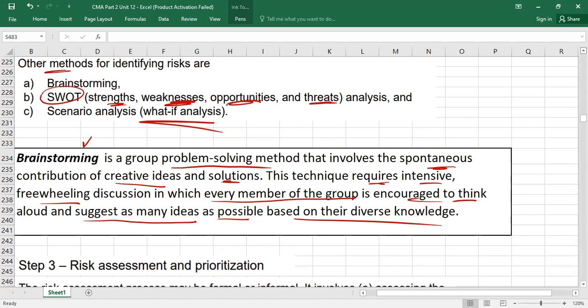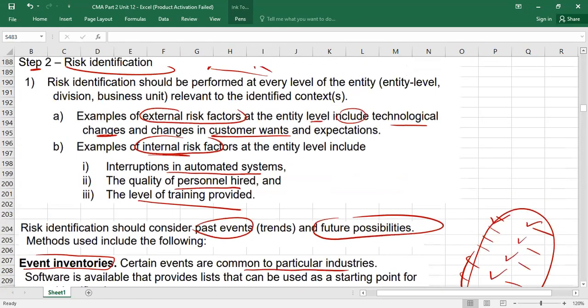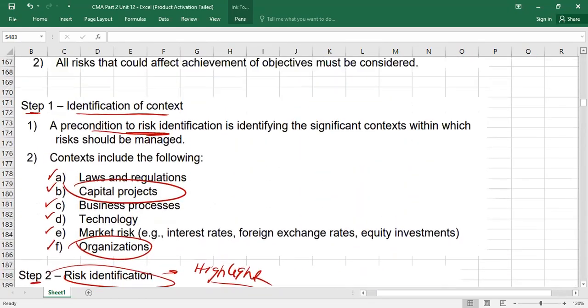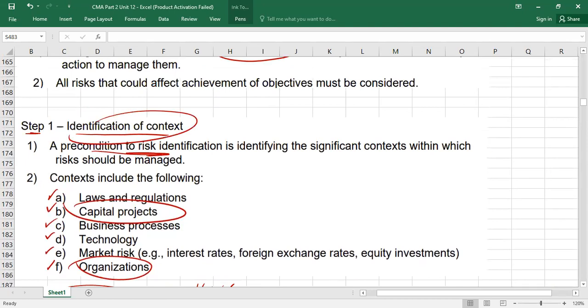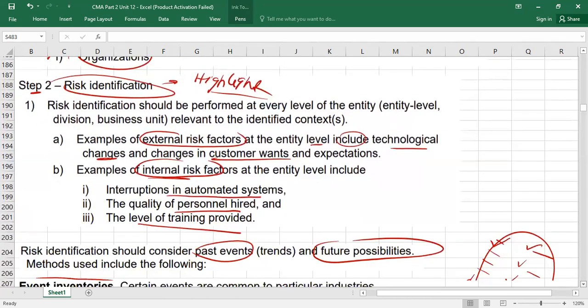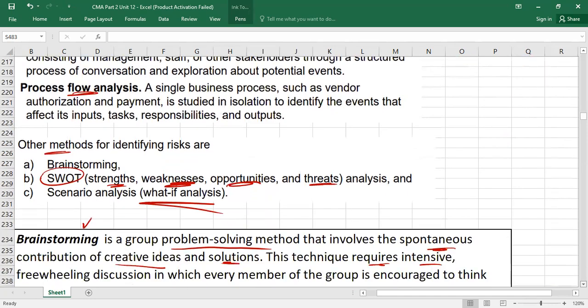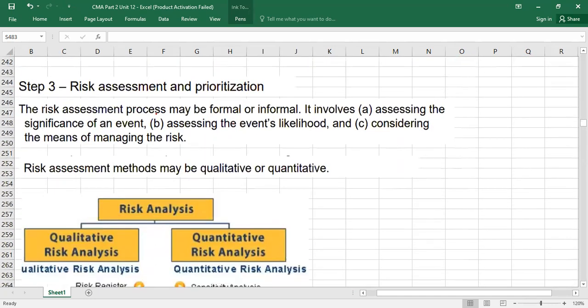So guys, I'm just going back one time. I told you the first step was the identification of context, right? And the second step is risk identification, the area which we have to decide. And for risk identification, I told you different risk identification methods are there. And then we have a third step, which is called what? Risk assessment. This is really important.